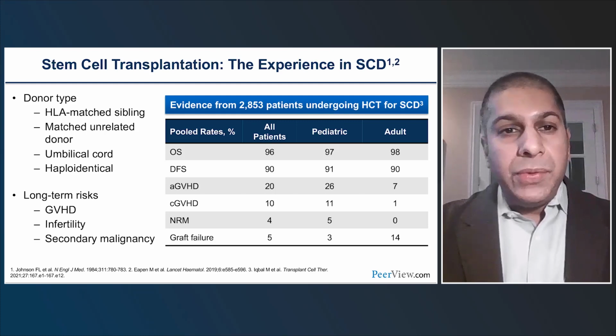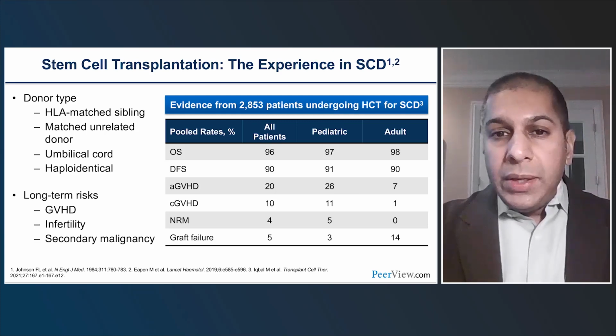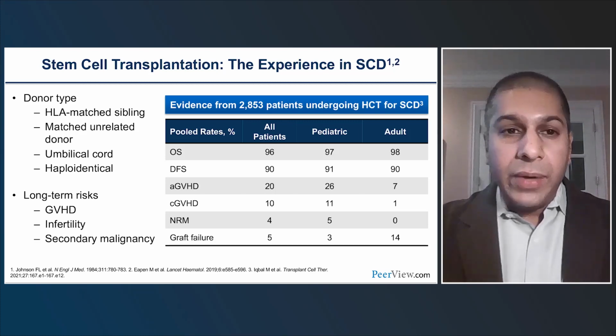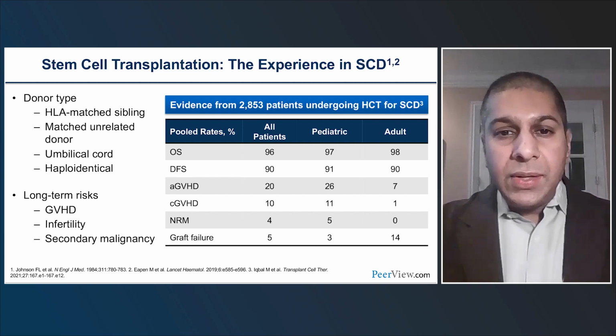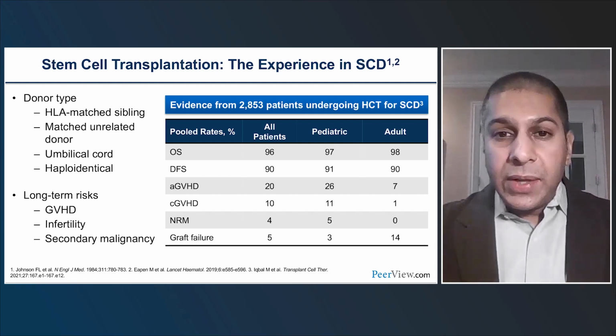The other curative approach is stem cell transplantation. And over the past 3 decades, over 2,800 people with sickle cell disease have undergone curative therapy with hematopoietic transplant. And this systematic review from Iqbal et al. shows that overall survival is about 96%, with about 90% cured from their sickle cell disease.